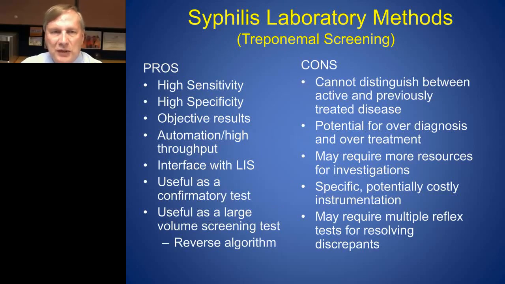Your treponemal screening. Well, the advantage is it's very sensitive and it's very specific. There's subjective results. In the case of the EIAs and CLIAs, as you can see, the FTA and the TPPA are not objective at all. They're subjective. You have to read those by eyeball. But the newer assays, very objective results read by an instrument, automation, high throughput. You can interface these with laboratory information systems.